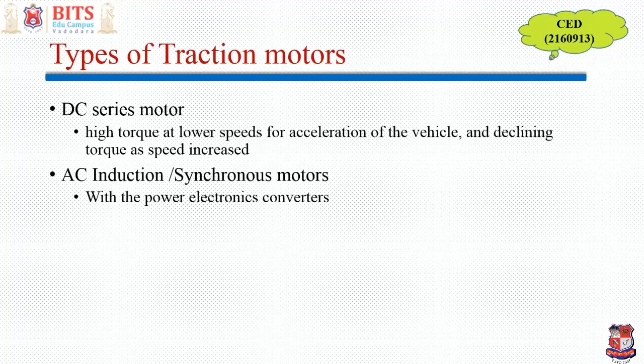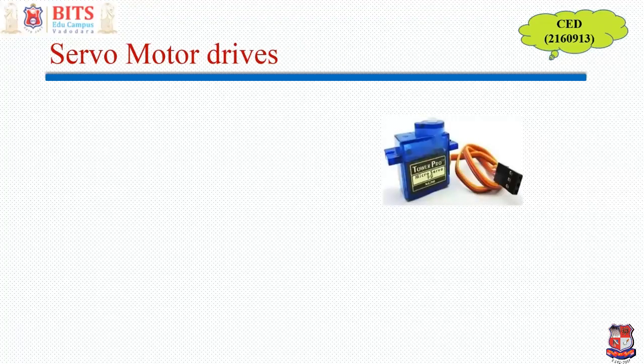So these days we are replacing all these DC series motors with the AC induction or synchronous motors, because now we have high quality, high rating power electronic converters, so that we can control our induction motors or synchronous motor drives just like DC series motor. We can impart required characteristics also, and that is the beauty of the modern controllers, modern control algorithms. And that's why now all modern locomotives mostly have AC traction motor drives, right? So that's all about the traction motor drives.